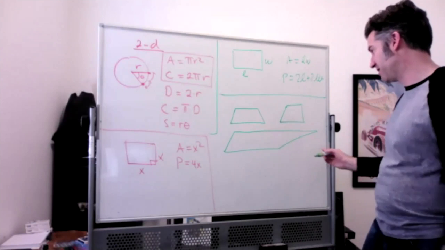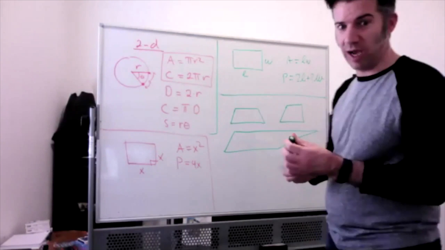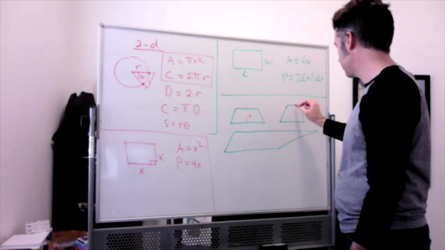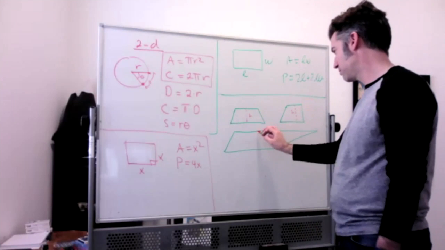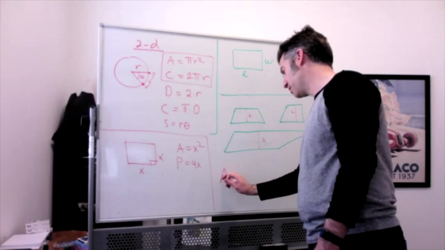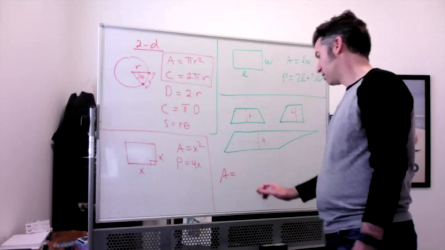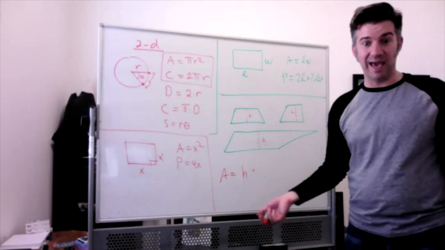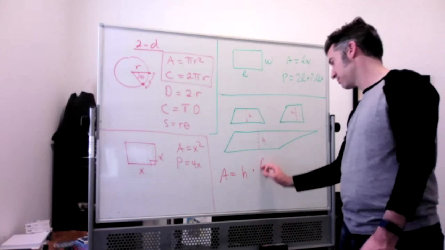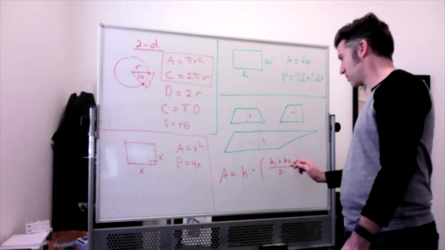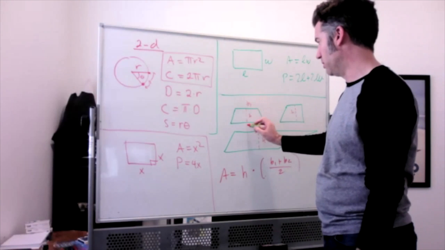In any event, for each of these trapezoids, if you call this the height, then the area is given by the height times what I like to think of as the average of the bases, where you're calling this B1 and this B2.